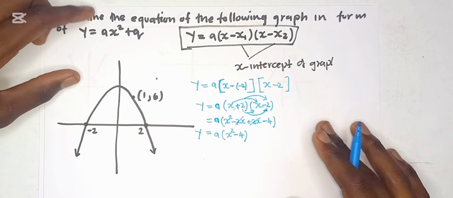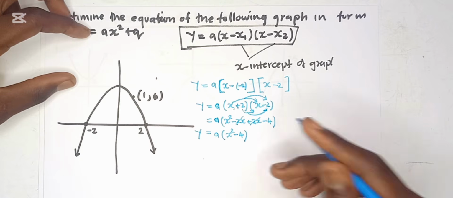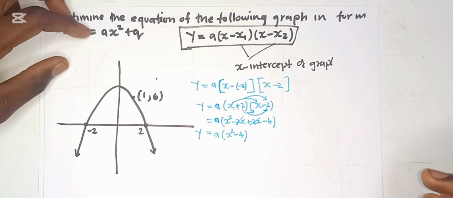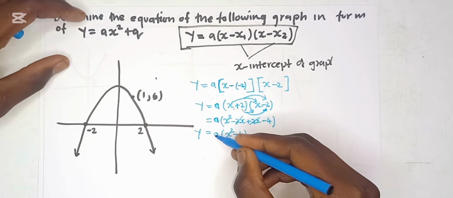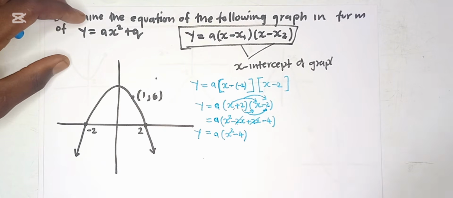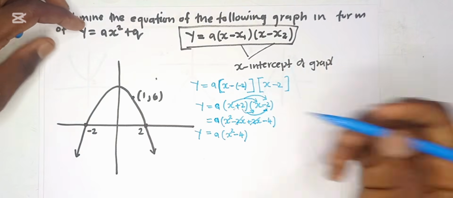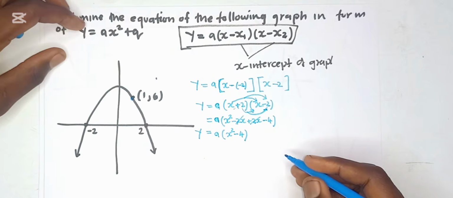So now we have to determine the value of a. How can we determine the value of a? We have to substitute the point that we haven't used in our graph. Let me let this information sink into your brain. To find the value of a here, you have to substitute the point that you haven't used in your graph. Which point is that? On our graph, it is going to be this one.